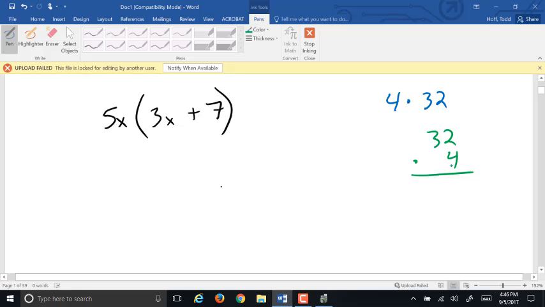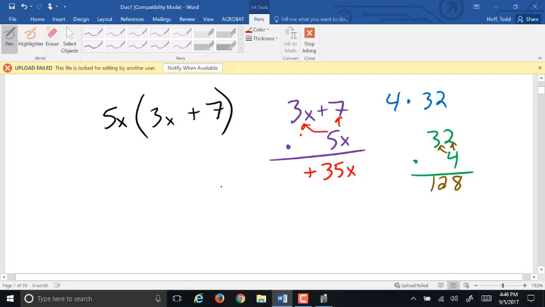I always put the number with the fewest digits on bottom. And I did 4 times 2 is 8. 4 times 3 is 12. This can be done the exact same way. I put the 3x plus 7 on top. Put the 5x on bottom. 5x times 7 is, 5 times 7 is 35, and then there's nothing to combine with the x, so it just stays x. That's a positive 35x, so we're going to put a plus in front of it.